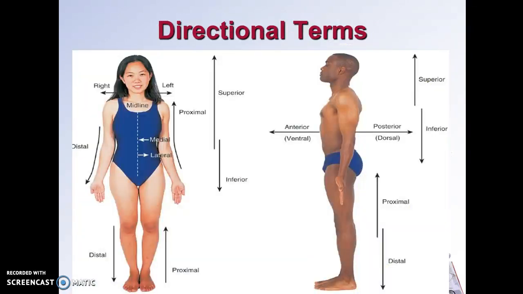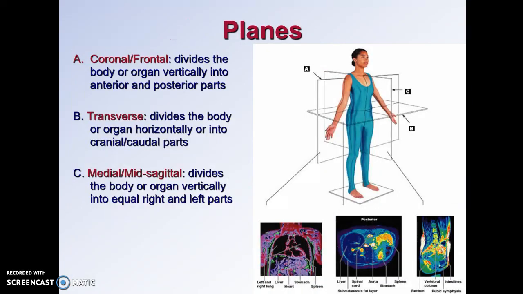Alright, so anatomical positions, directional terms. Looking at this, this is a great picture to describe each of these. So let's go on to our planes here. First off, which is A in the diagram here, it cuts the body straight down this linear line all the way down the body. And that is coronal or frontal.